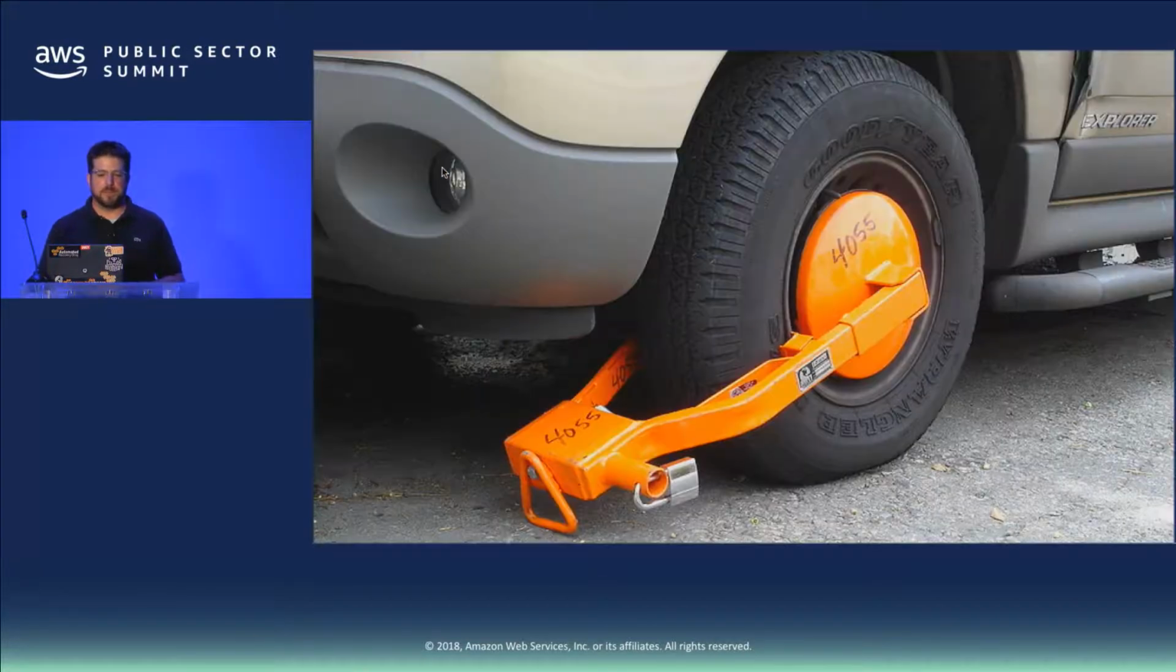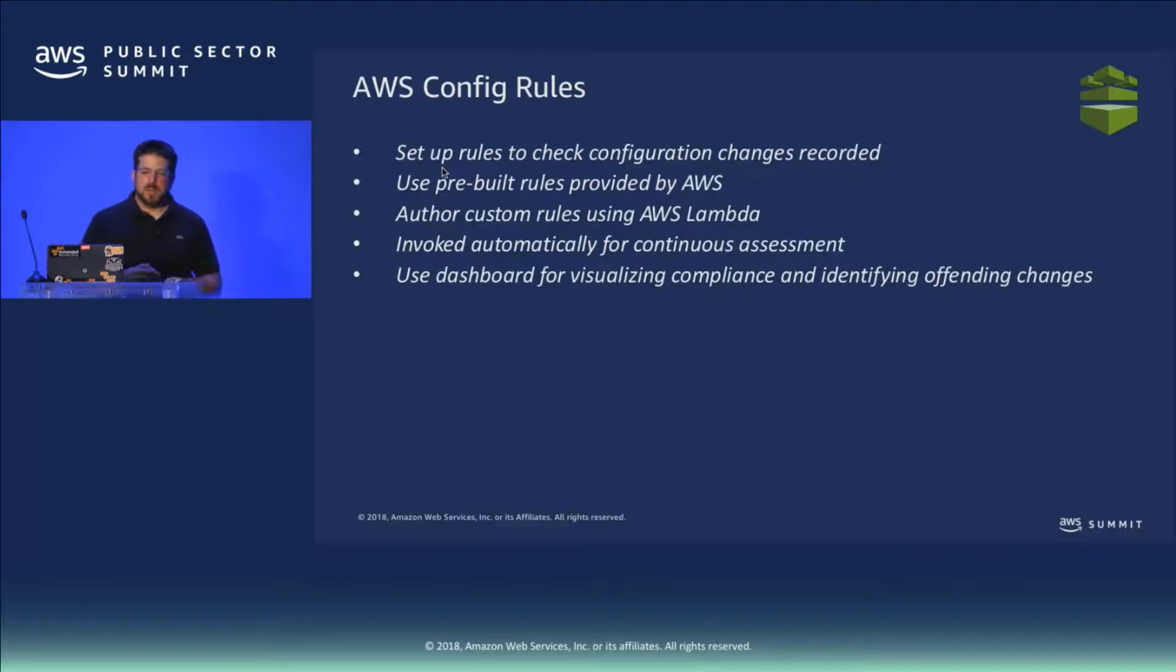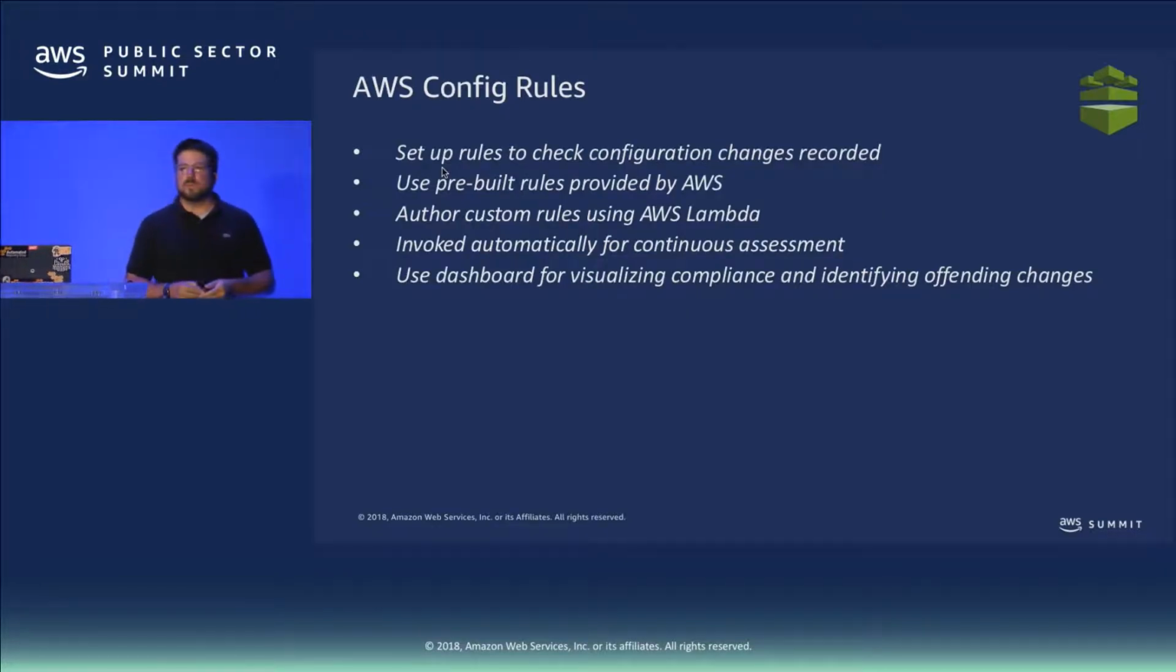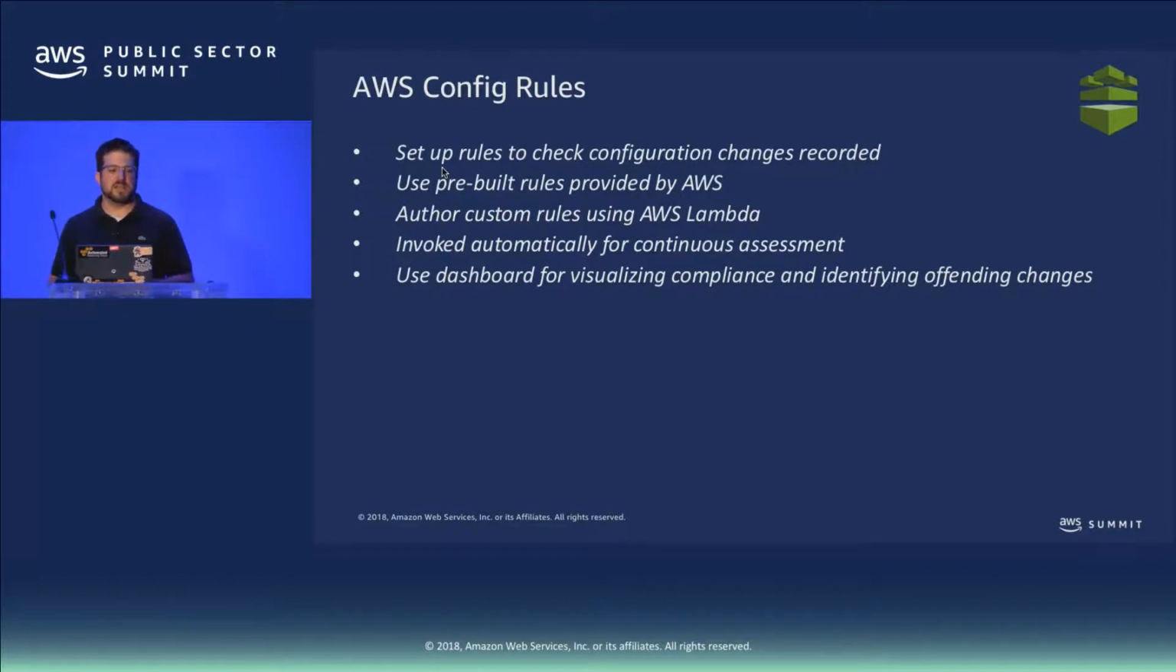So the other thing that we want to make sure is, how do we keep people from doing things that we don't want them to do? One way that we can address that is through the use of Config and Config rules. For those that are not familiar, Config allows you to set policy inside of your environment and define pre-built rules that look for compliance based on a specific event or a specific context that you're looking for.